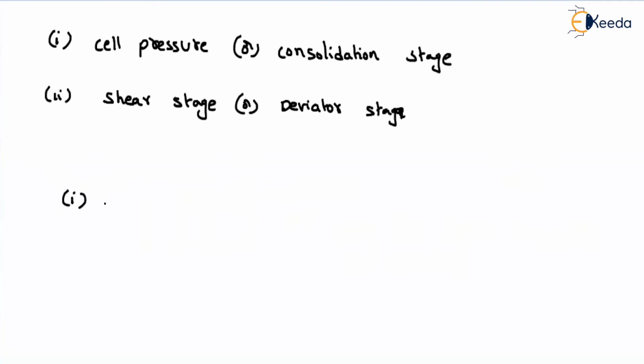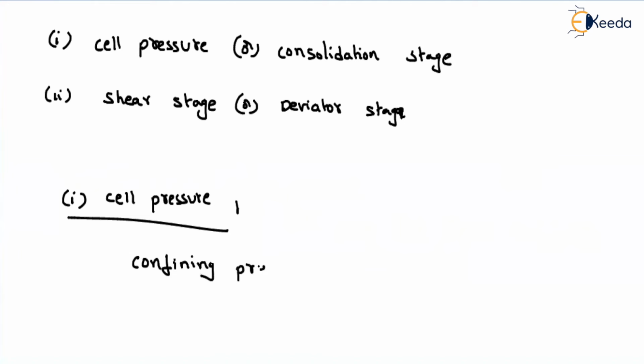At first, I am talking about the cell pressure. In this first stage, the entire soil is confined by the water. Because of the confinement of the water, compressive stresses act on the soil sample. That is why it is also called the confining pressure, which acts all around the soil.